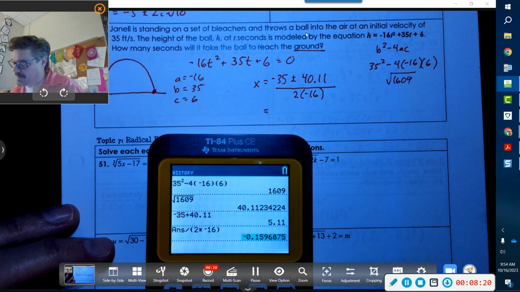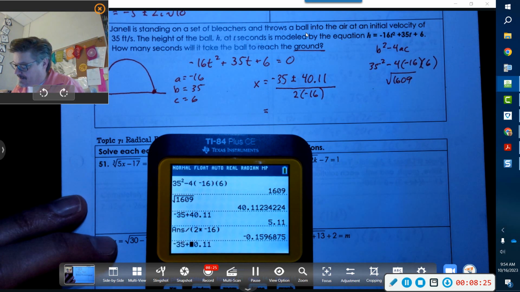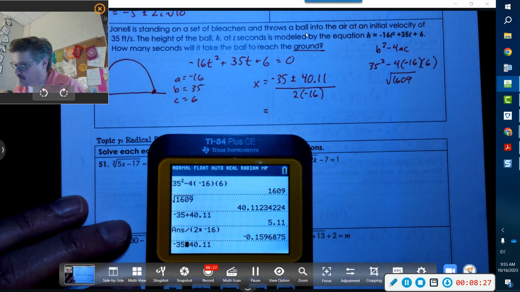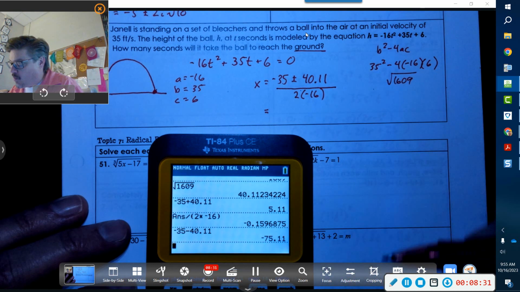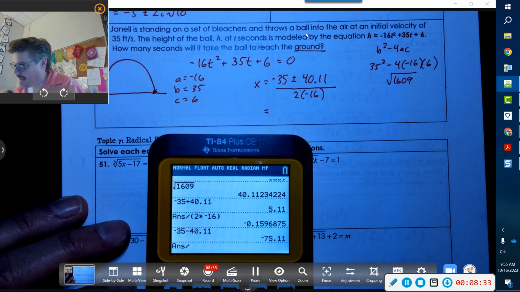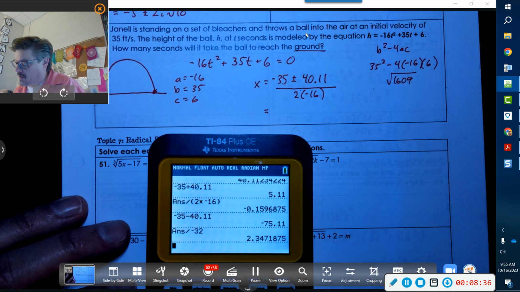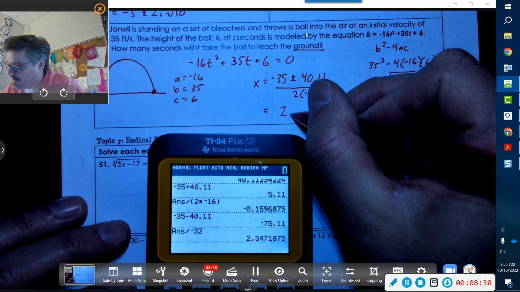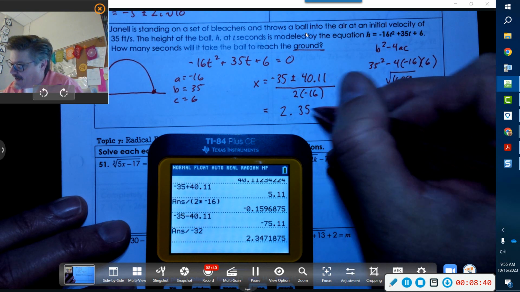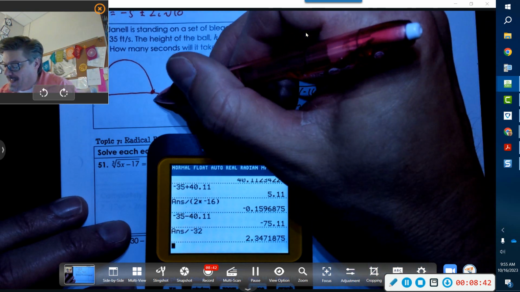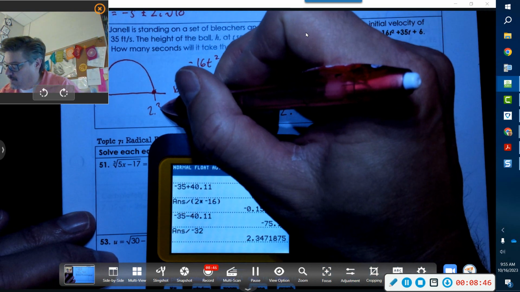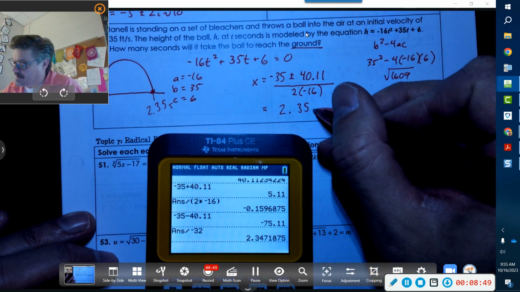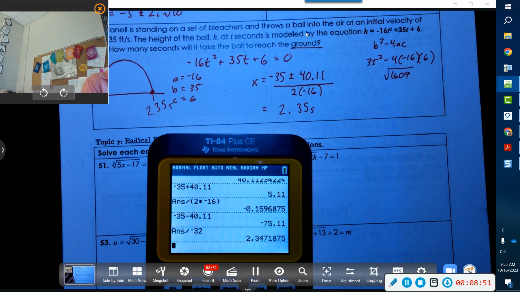So let's go back up to the top. Okay, and I'm going to do minus, because remember this is plus or minus, I'm going to subtract that. Now I get negative 75.11, but I'm going to divide by negative 32. Okay, so that's 2.35. So this means that I hit the x-axis, that is the ground, at 2.35 seconds. Okay, just going to verify that.